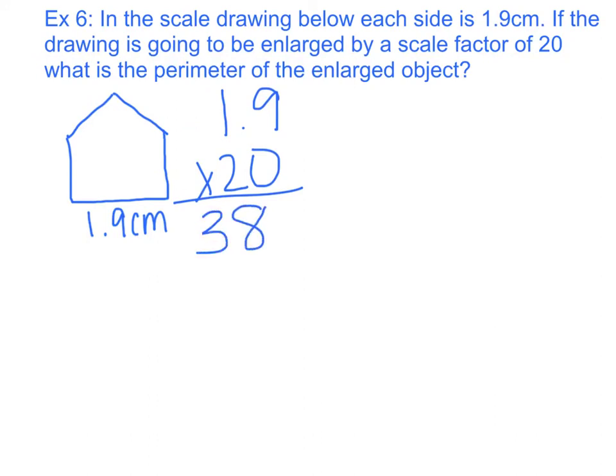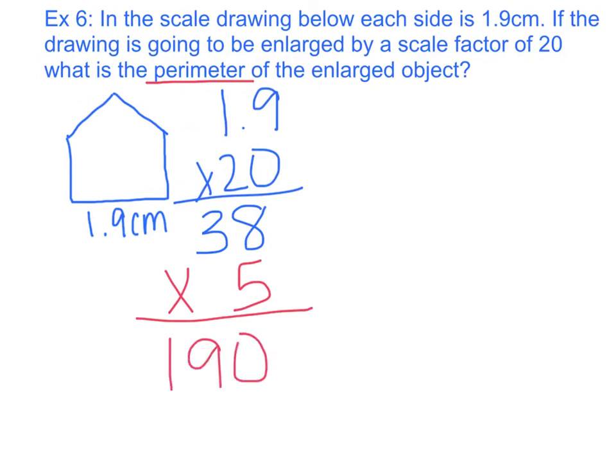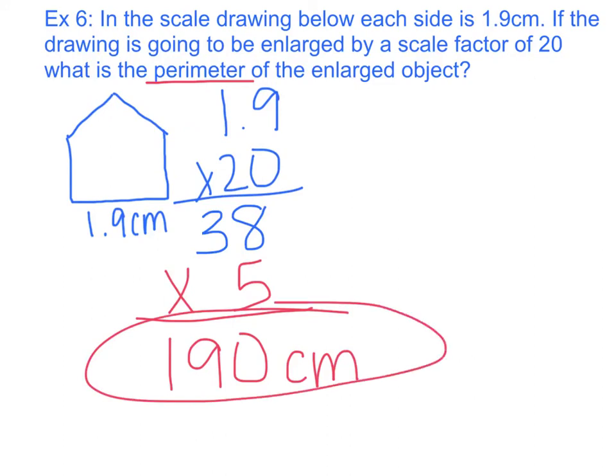We're not done yet because the question is actually asking us what is the perimeter of this object. This object has 5 sides. So now we want to take 38 and multiply it by 5. 38 times 5 is going to give us 190 centimeters. So our final answer is going to be 190 centimeters.